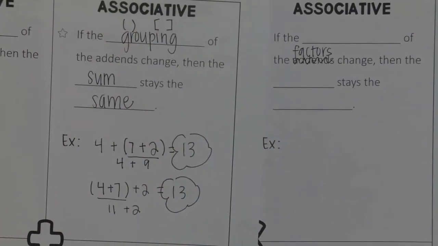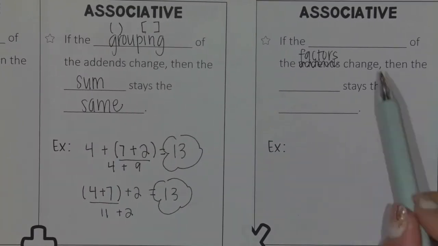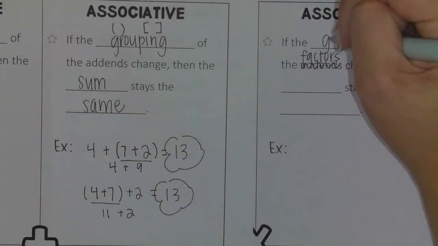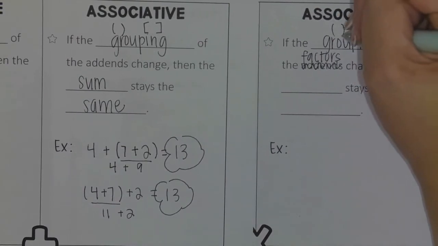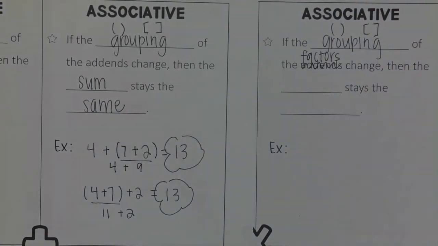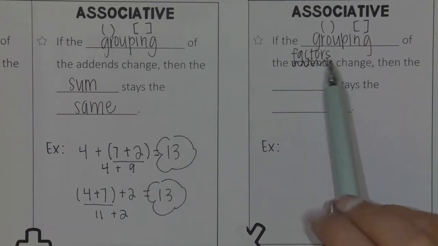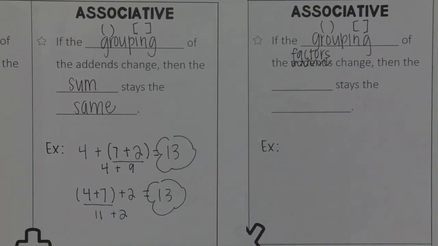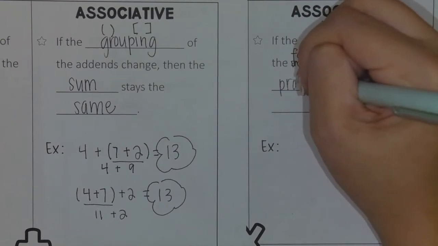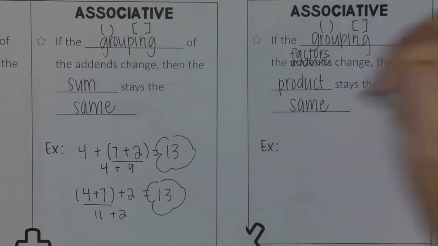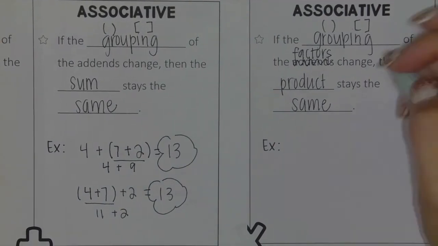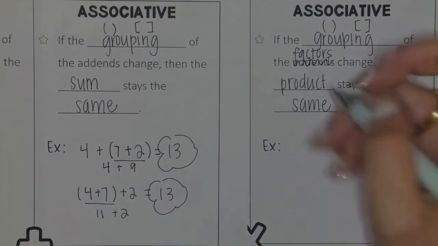So let's see what this looks like when we multiply. Okay, so again, looks very similar. The associative property, it's still all about the grouping. So again, that includes our parentheses and brackets. So if the grouping of the factors change, then the product should stay the same. All right, to see the associative property in action, let me not make up some hard numbers.